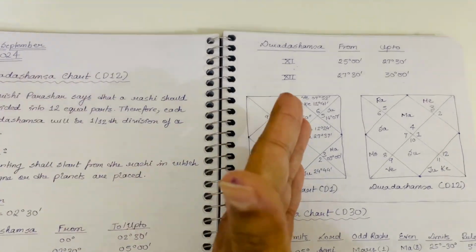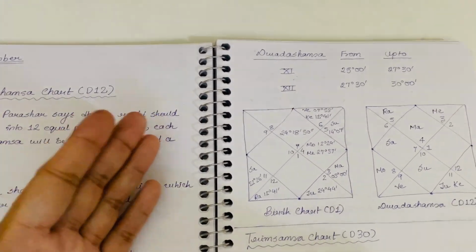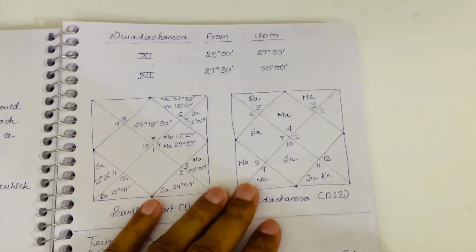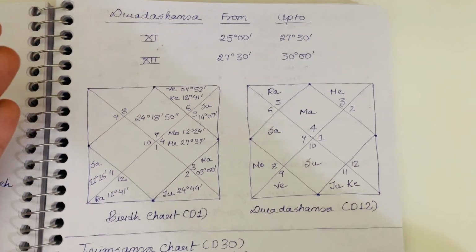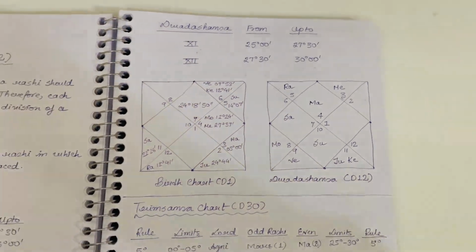It's just similar to the D1 chart, because the Dwadashamsha chart also has 12 houses, 12 bhavas from the first to the 12th.